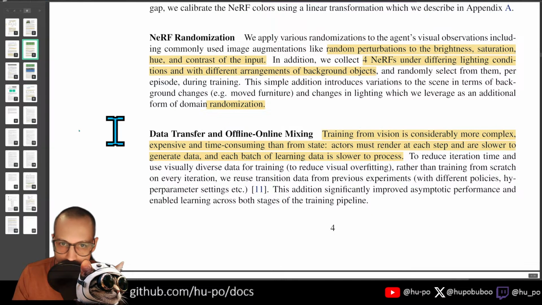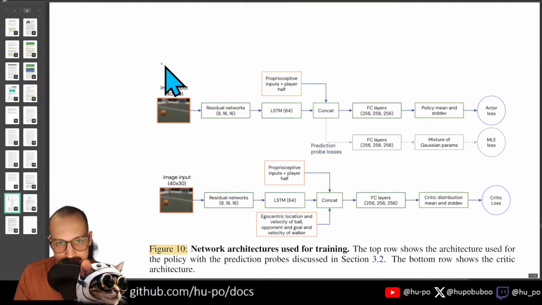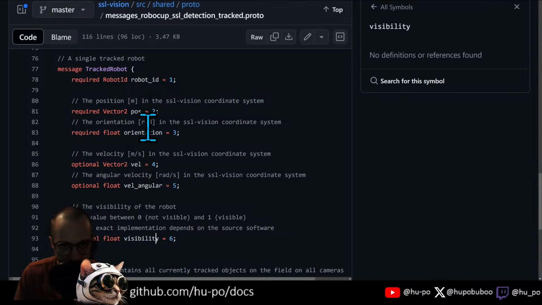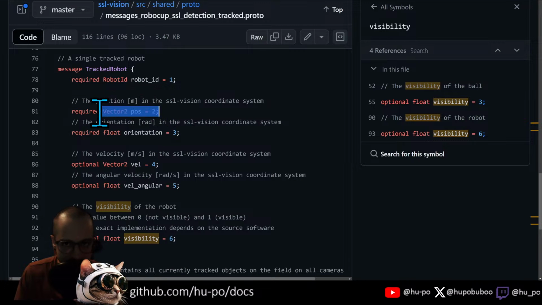Training from vision is considerably more complex, expensive, and time-consuming than from state. Actors must render at each step and are slower to generate data, and each batch of learning data is slower to process. This is the curse of dimensionality here, because an image input, even this super downsampled image like 40 by 30, is still a lot more numbers than something like this, where you basically have 3 numbers for the XYZ and 4 numbers for the quaternion.